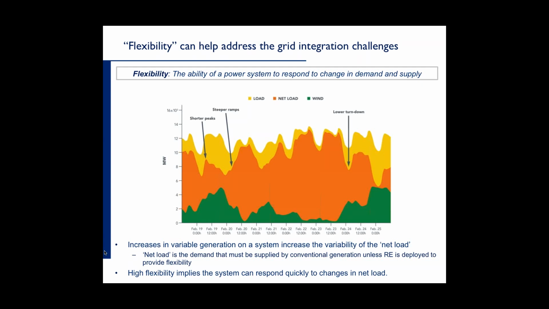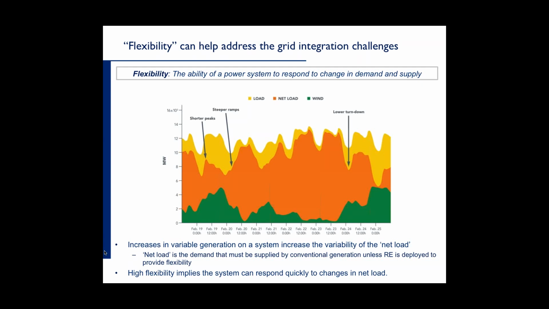And what it has to be able to do is shown on the orange graph, and we can take a look at some of the things going on. So for example, you'll see a notation for shorter peaks. Well, on February 19th, the net peak, the demand minus wind, is quite a lot less than the peak demand by itself. The peak demand is somewhere around 12,000 megawatts. The net peak demand is a little bit more than 8,000 megawatts.